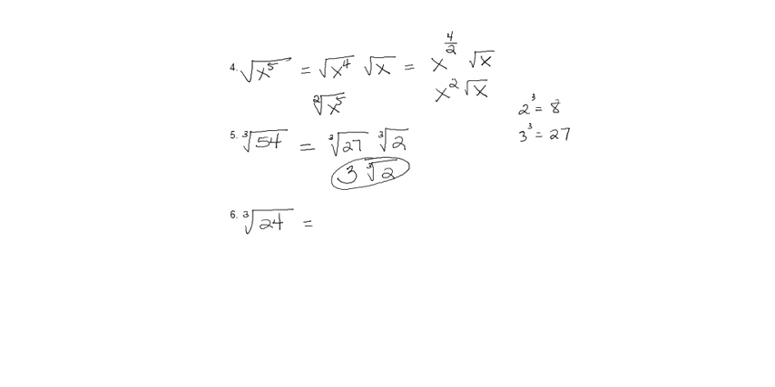Same thing here with the cubed root of 24. We know 27 doesn't go into it because 27 is bigger than 24. Let's look at 2 cubed, which is 8. We know that 8 goes into 24 3 times. So I have the cubed root of 8, which is 2. The cubed root of 3 is just going to be written as the cubed root of 3.